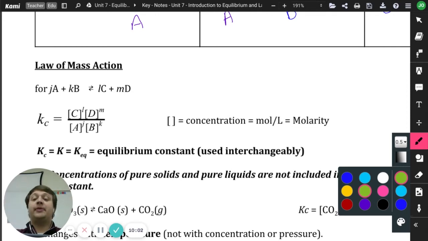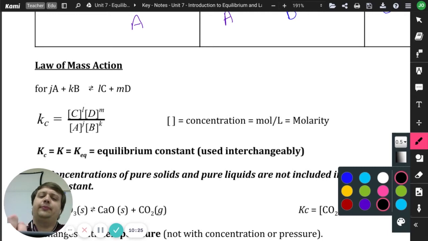Okay? Now, we actually solved this using the law of mass action. And basically what the law of mass action does is it looks at the concentrations of the different things we have, and it uses their coefficients, or the number of moles, as exponents. Okay? So let's look at the law of mass action here.